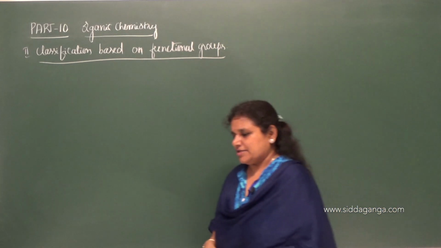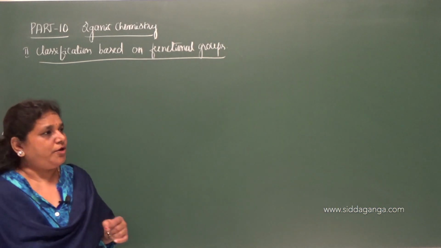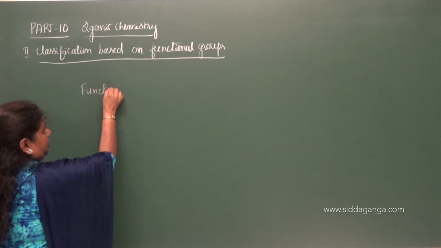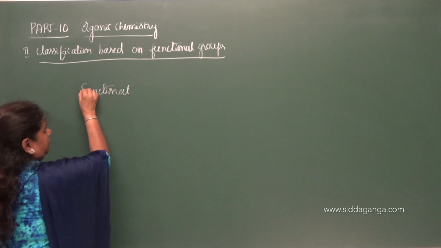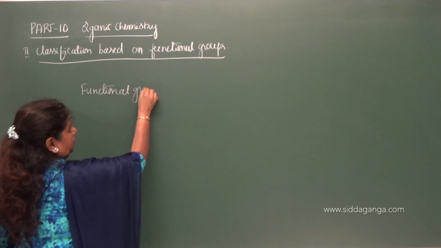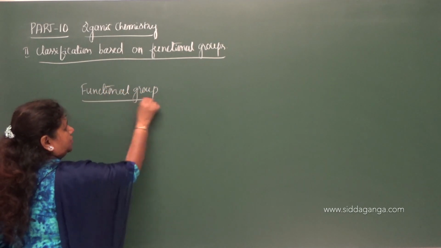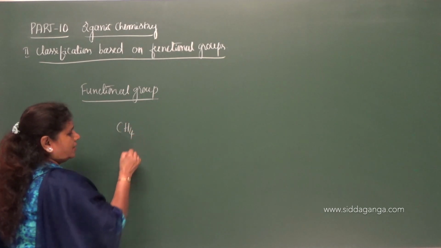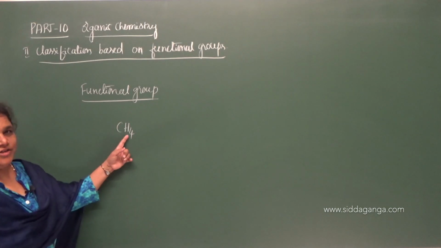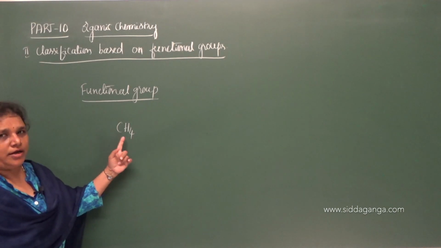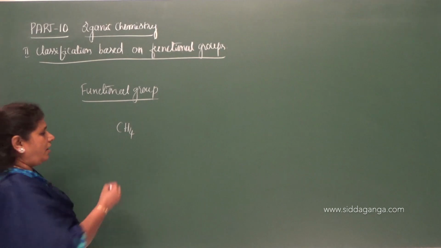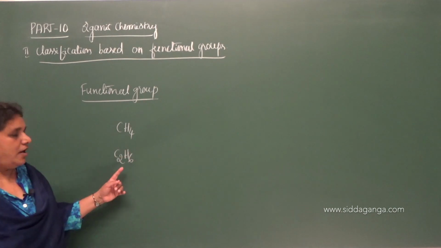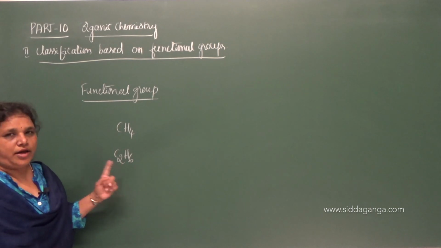Before going to the classification, let me explain what we mean by functional group. So what do you mean by functional group? Let me take the example of methane. You know it is a hydrocarbon and it belongs to the alkanes. Methane, or you can even take ethane. This also belongs to the alkane class of organic compounds.